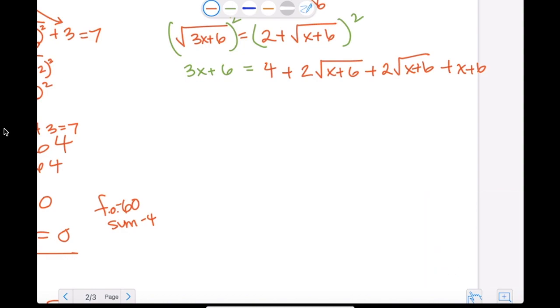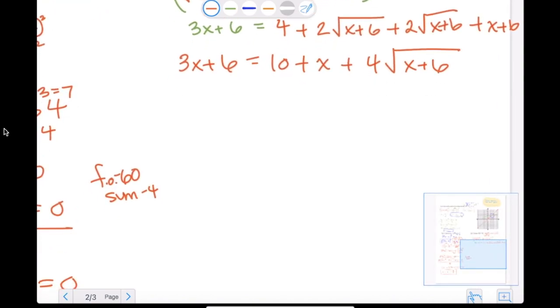And we can do some combining like terms on the left. So we end up with a 3x plus 6 on the left, and on the right we'll have 10 plus x plus 4 root x plus 6. Now notice we don't have our radical gone. We still have one left. So we need to go through the process again.